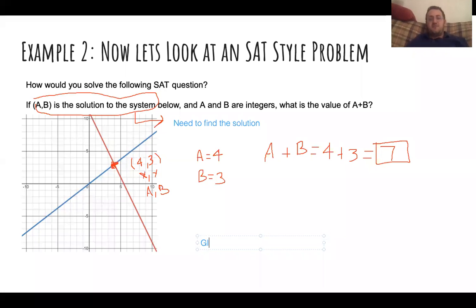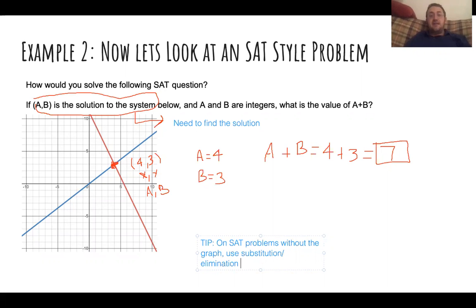So tip on SAT problems without the graph, use substitution or elimination, which we'll talk about later this week and into next week. And then do the same thing once you get the X and the Y coordinates.